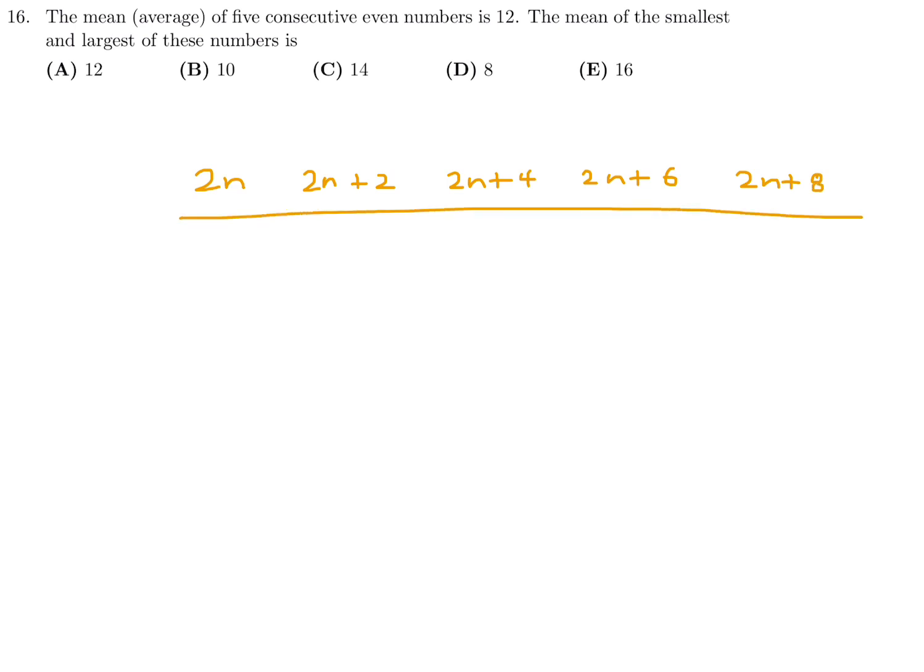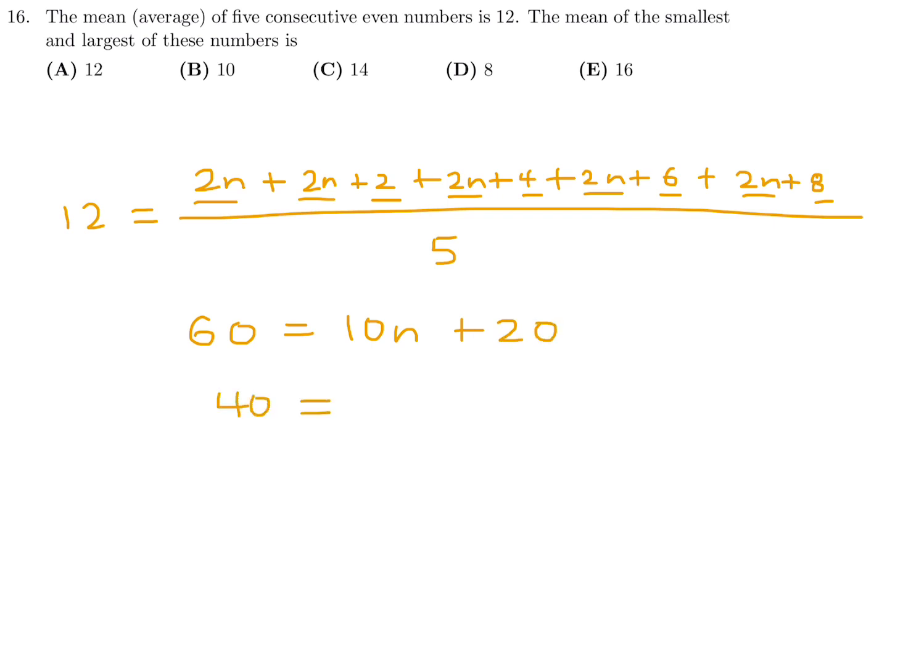And they're saying that when you add them and take the average, so there's 5 of them, that result will be 12. So let's do the math. Cross multiply, 12 times 5 is 60. And then when you add these, 2n, 4n... that's 10n. And then we add the numbers 2, 4, 6, 8, what's that? 20. So there we go. Subtract 20 from both sides, and we get 40 is equal to 10n, and therefore n is equal to 4. So n is 4, okay?